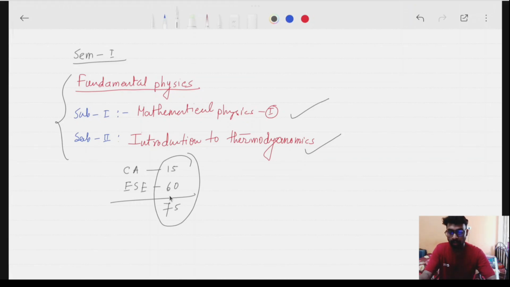I hope you understand the curriculum and the weightage of your fundamental physics course. Basically this is your honors course. In your honors course, what subjects are included and what marks are mentioned for this honors course. Okay, very good.